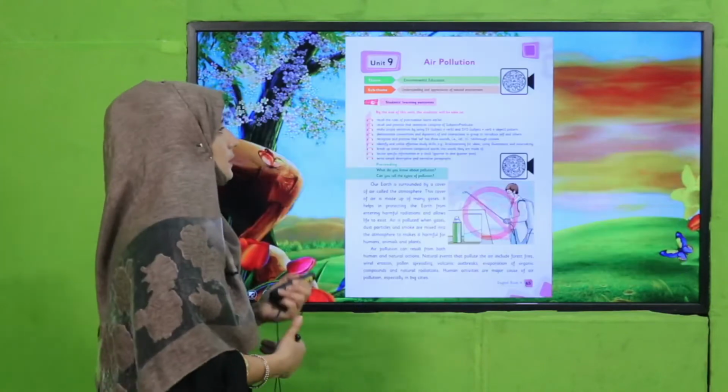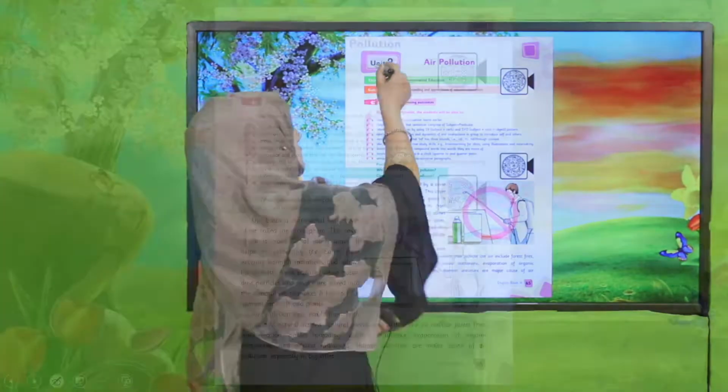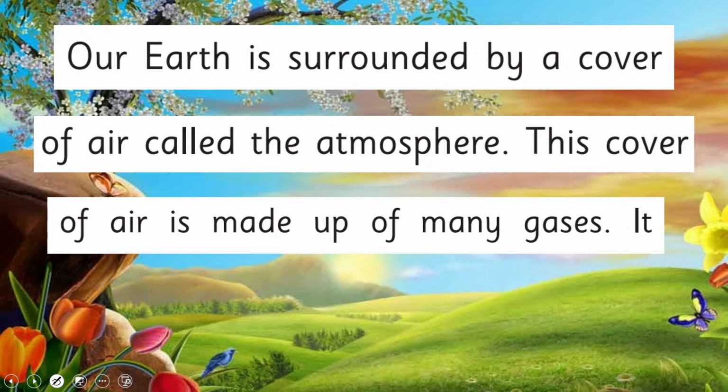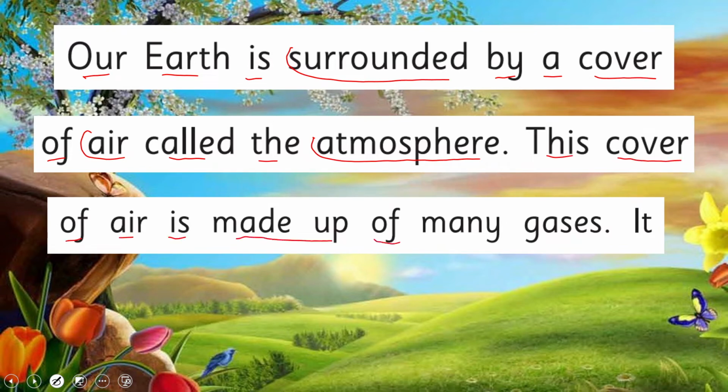Excellent job. Today we are going to start our lecture, Unit 9, Air Pollution readings. First paragraph: Our Earth is surrounded by a cover of air called the atmosphere. This cover of air is made up of many gases.